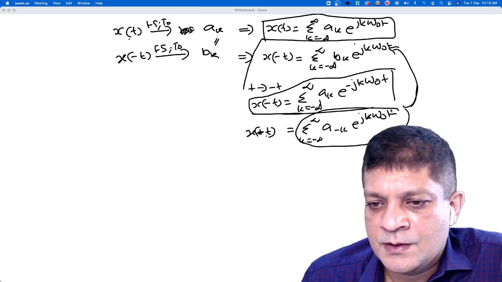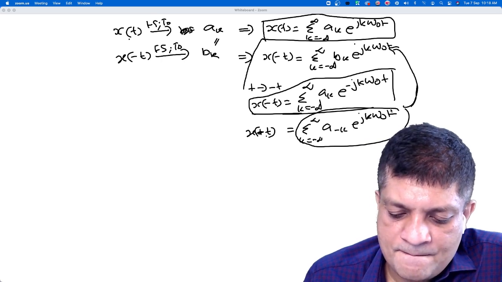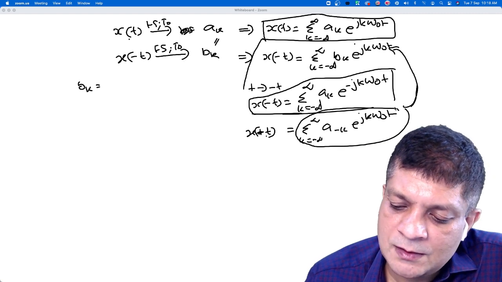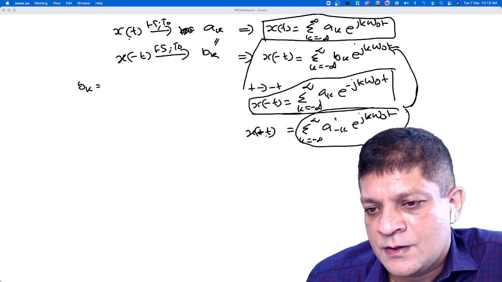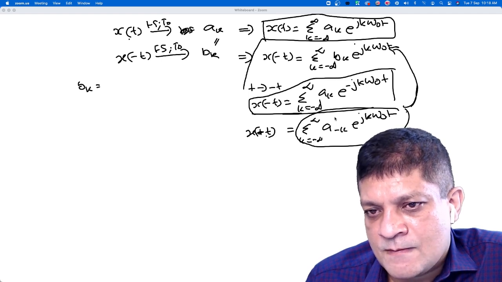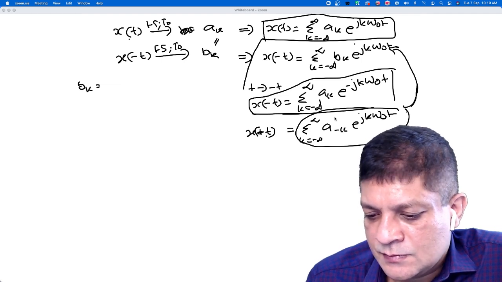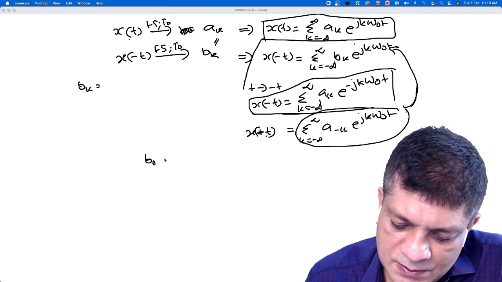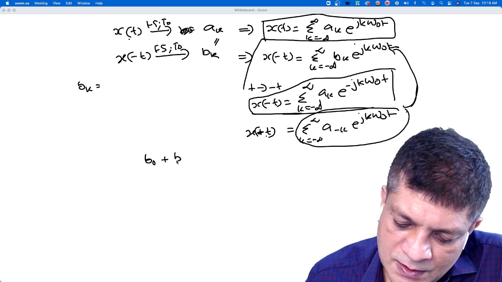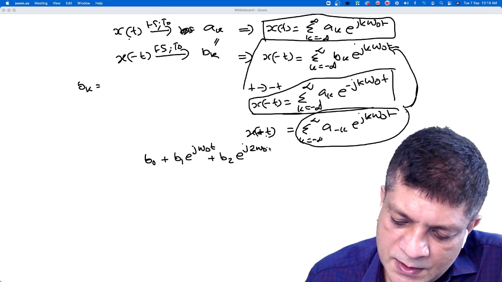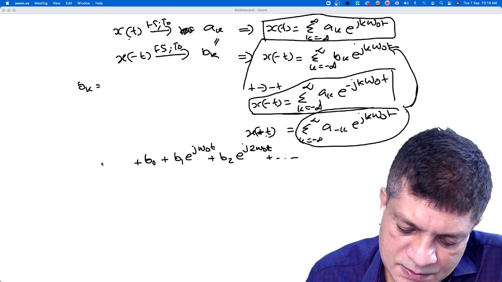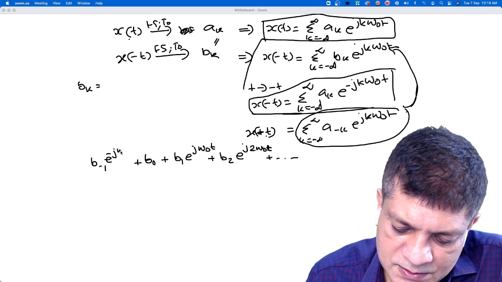Now tell me, what is the relation between ak and bk? If we equate these two, how do we equate that? Series, infinite series. We equate the terms having the same what? What is this term? This summation is b0 plus, when k is 0, it is b0 plus b1 e raised to j omega naught t plus b2 e to the power j2 omega naught t. That is an infinite series. And here it is b minus 1 e raised to minus j omega naught t.